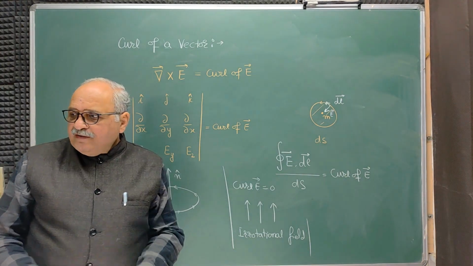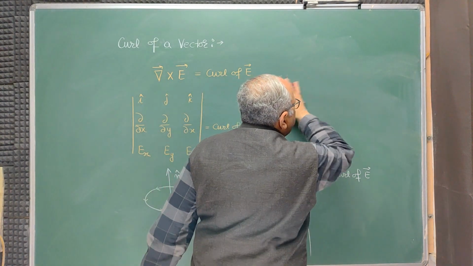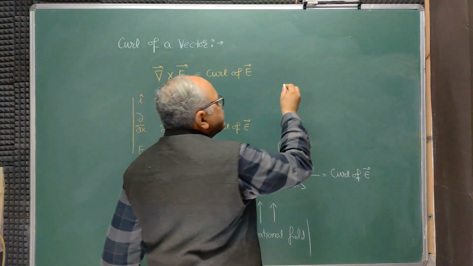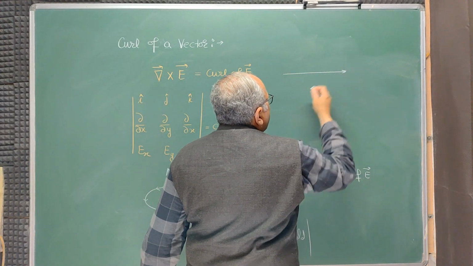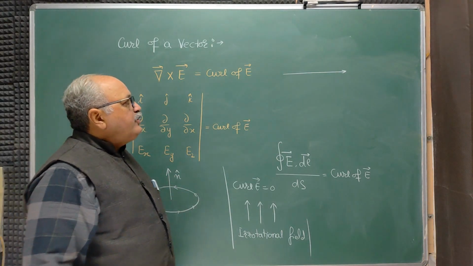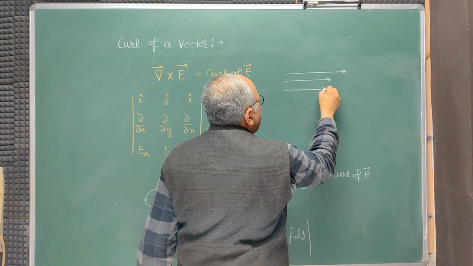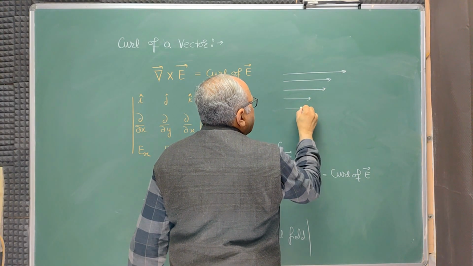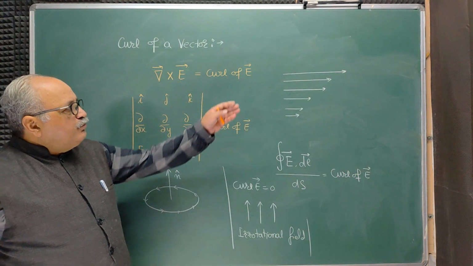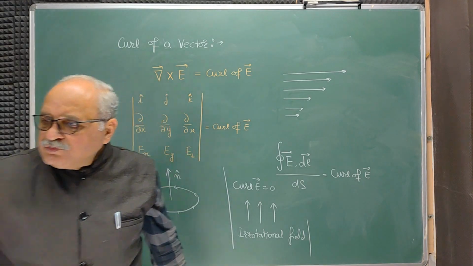Now to understand this curl part, let me take another example. Say I have a viscous fluid moving in a canal. We know that because of the viscosity, the velocity of the layers, the laminas, continuously keeps on decreasing as you move inside the liquid depth-wise.